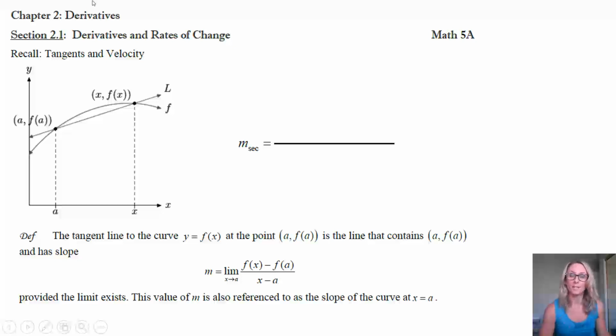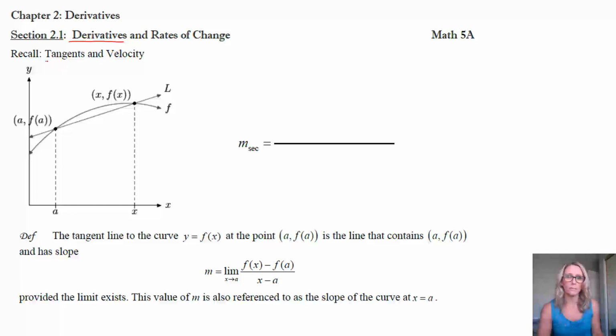So now we are in chapter 2, section 2.1, derivatives and rate of change. Often Calc 1 is called differential calculus, and we do have other pieces to it for sure, especially in the beginning and the end, but a huge chunk of it is the idea of derivatives and doing differentiation.